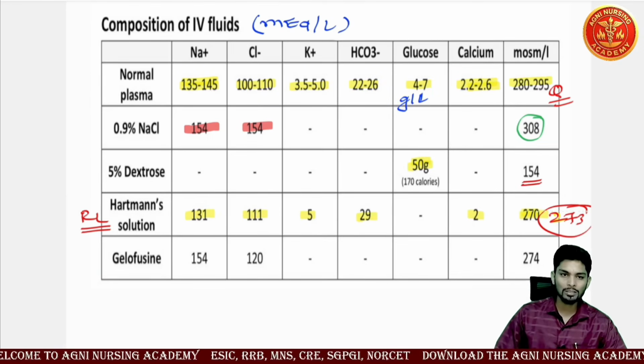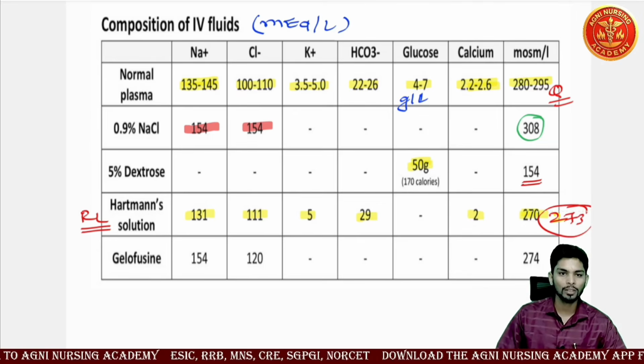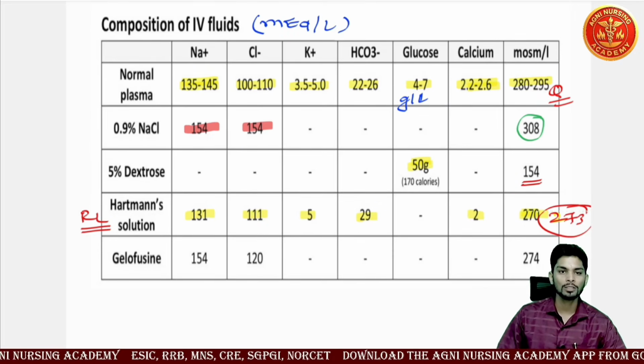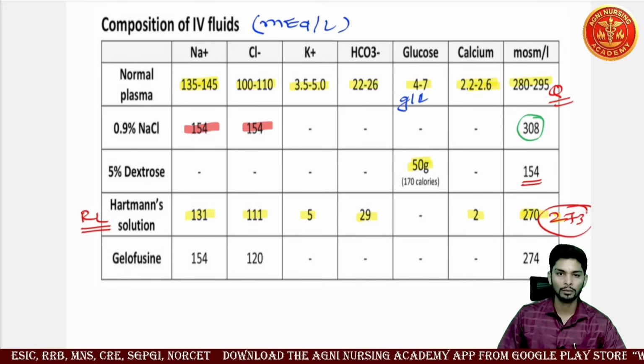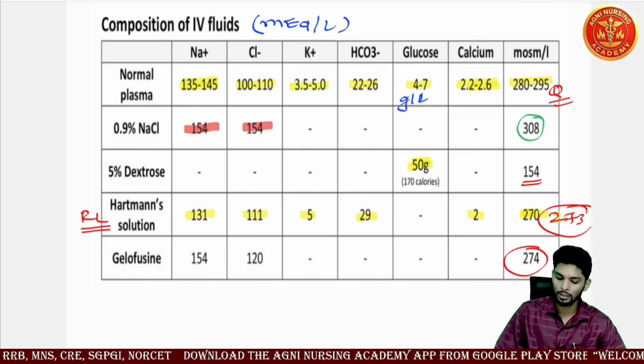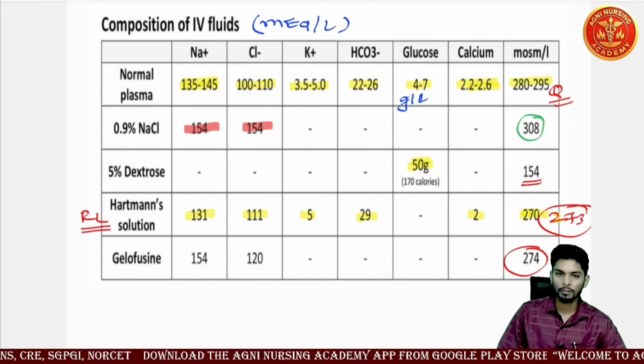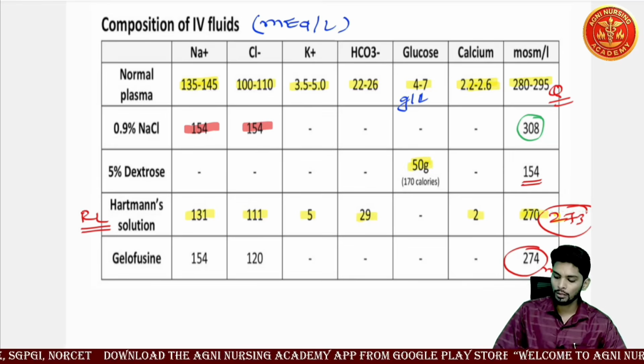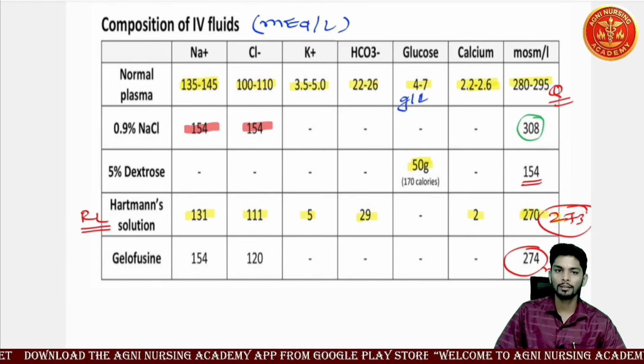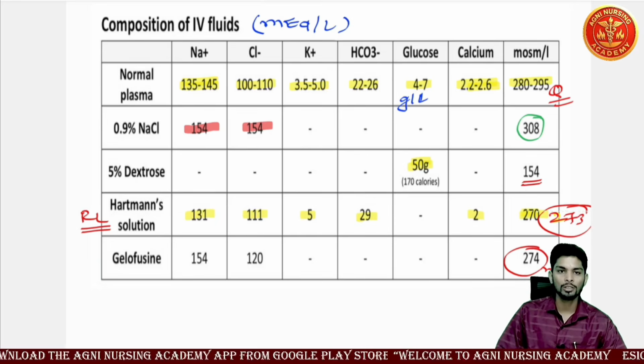This one, gelofusine, it is at 154 sodium. That is the concentration of solution or osmolarity of solution. This contains 154 milliosmol sodium, chloride contains 120. So the total osmolarity of gelofusine is 274 milliosmol per liter. Okay, so these all are in one chart, that is composition of IV fluids.